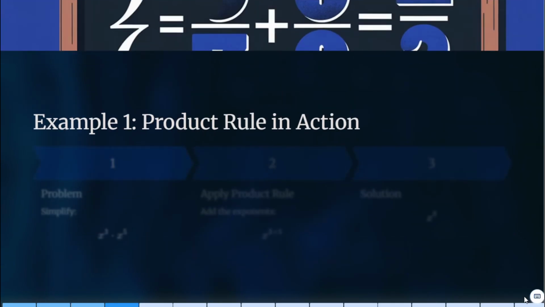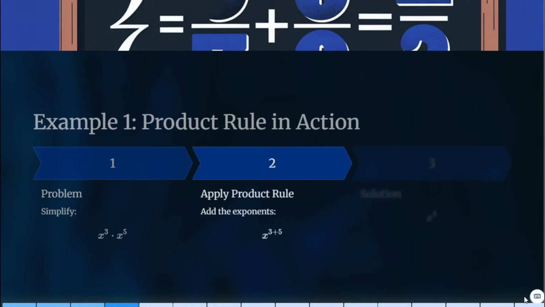Here's the first example. We want to simplify x to the power 3 times x to the power 5. So clearly, if we have the same base here, x, we can apply the rule and add the exponents. So this will become x to the power 3 plus 5, and we know that 3 plus 5 is 8. So our solution is x to the power 8.